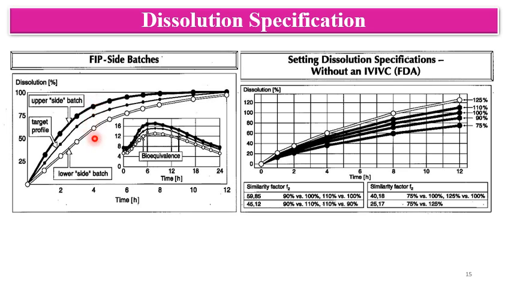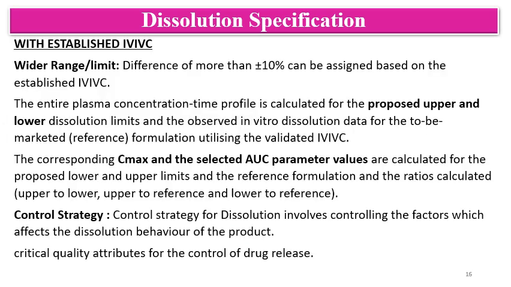Then if we don't have side batches, then based on the dissolution similarity factor of 50, up to 50 dissolution similarity factor, we can give a 10% limit. So based on this, a 10% limit can be given to the specification. If you have IVIVC in place, then you can give wider ranges, a difference of more than 10%.